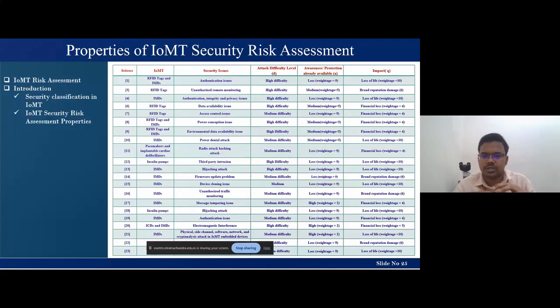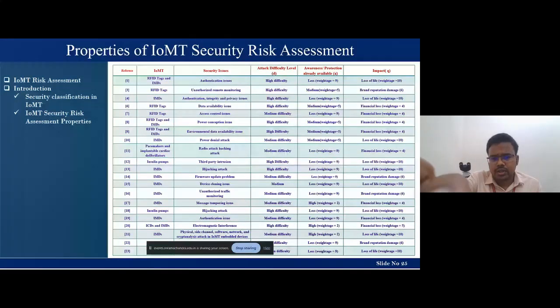With these classifications, I have comprehensively analyzed many medical devices, and for each and every device, different kinds of attacks have happened. For example, RFID attacks and IMDs. IMDs are nothing but implanted medical devices, which come under various categories. There are so many medical devices, for example cardiac defibrillators, pacemakers, insulin pumps, glucose monitoring systems. Those come under the IMDs. Then RFID tags and ICDs.